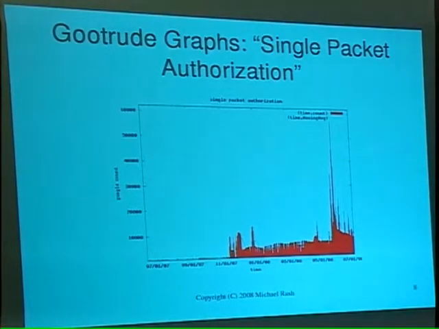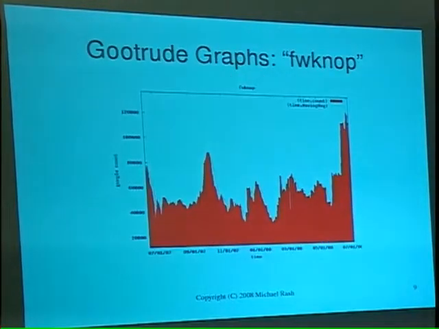That's probably more an artifact of how Google builds its index. Say here in late June, a spike of 60,000 websites reference single packet authorization, and then within the next 2 days, 50,000 of those websites went away in Google's index, right? So kind of interesting how Google builds its index. I wish I had Gootrude when I first released FWKNOP, but I didn't until a year ago. But here's the graph of what the FWKNOP term looks like.